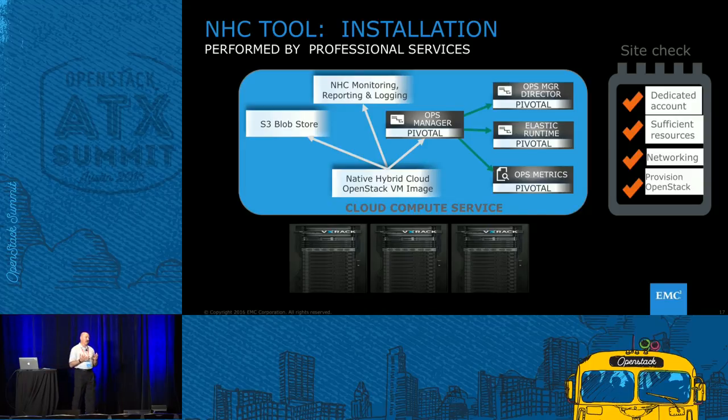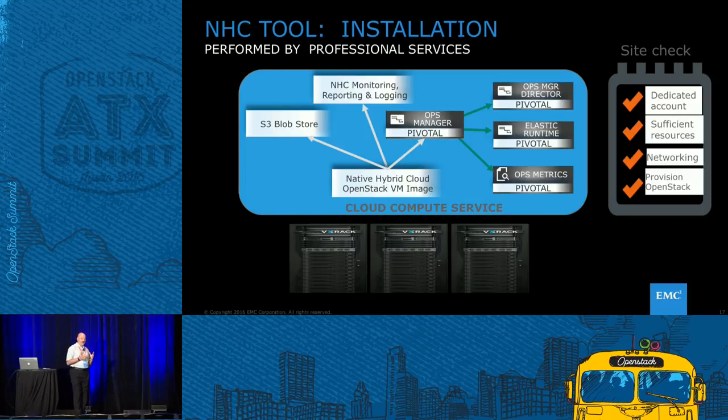So, the native hybrid cloud tools that we've developed on top of Project Caspian are designed to be installed at the customer site by professional services, specifically EMC professional services, which also facilitates a handoff to EMC support and enables you to simply pick up a phone and call one number for all associated issues, whether it's related to Cloud Foundry itself or to the networking, to the hardware, or to the Project Caspian underlying infrastructure.